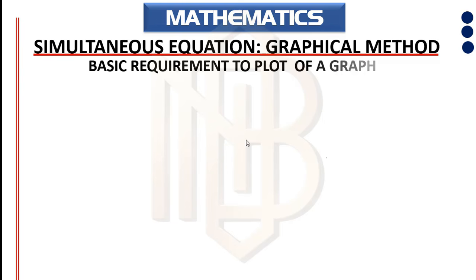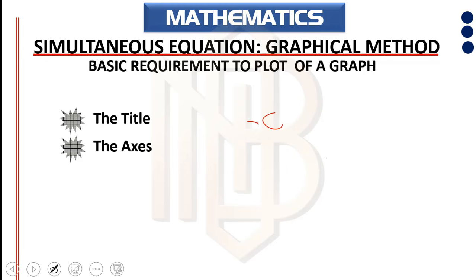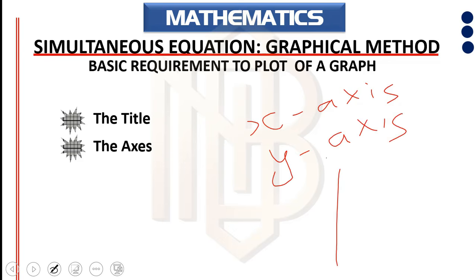there are a few things that are required to plot a graph. Of course, the first thing is your graph should have a title. The second one is the axis, which must be there, because we know that the axis is made up of the x-axis, and we have the y-axis too, which is the vertical axis, and the x-axis is the horizontal axis.